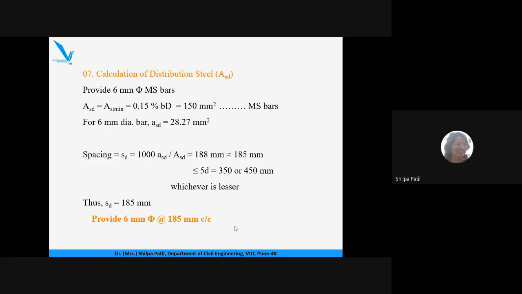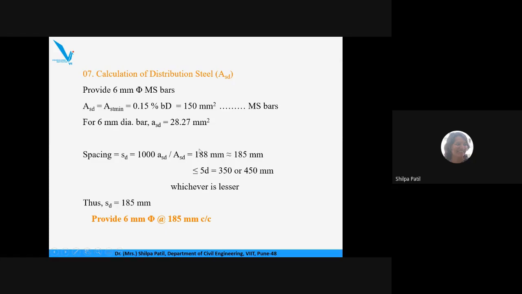So for 6 mm diameter, the single bar area comes out to be 28.27 mm square, using pi d square by 4, according to this formula. Then again, we put these values of ASD 150 and small ASD 28.27 into this expression of spacing, and we calculate the SD, that is the spacing between distribution steel, as 188 mm.